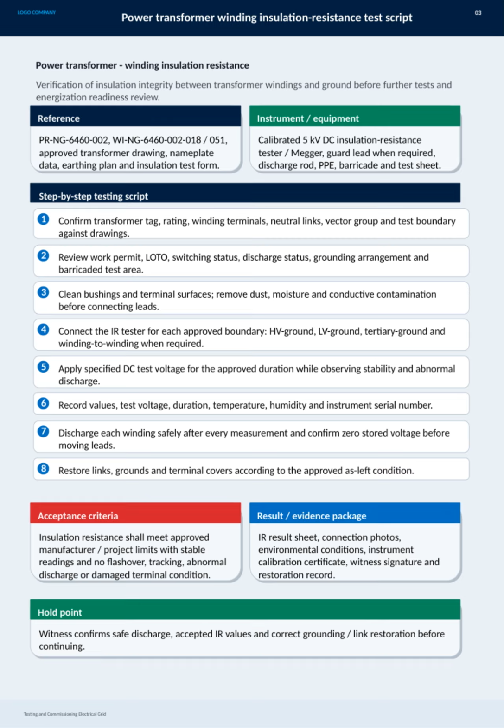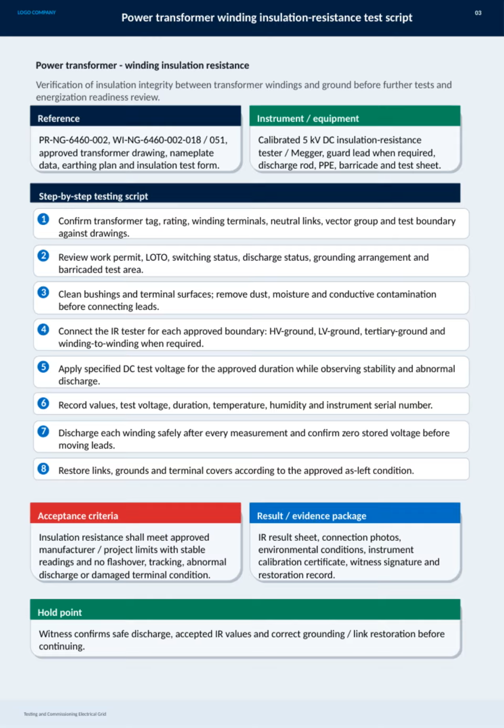Here we have the detailed procedure for the power transformer winding insulation resistance test, which is crucial before proceeding with further tests or energizing the transformer. The primary goal is to verify the insulation integrity between transformer windings and ground to ensure safety and reliability. We base this test on approved references like PR NG 6460-002, along with the transformer's drawings and nameplate data. The equipment used includes a calibrated 5 kV DC insulation resistance tester, commonly known as a megger, along with necessary safety tools like discharge rods, PPE, and barricades to secure the test area.